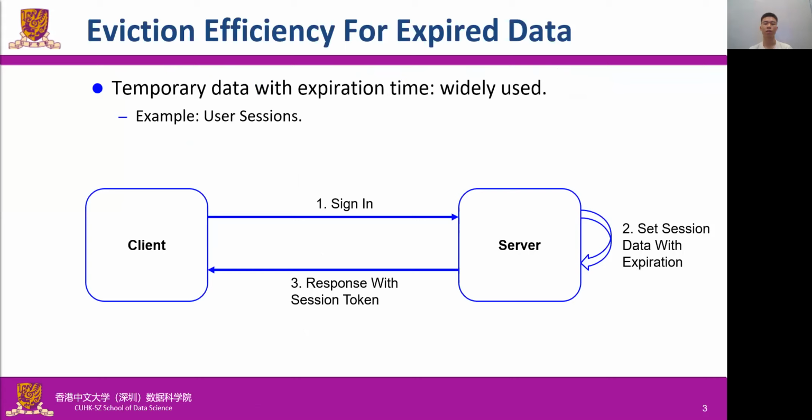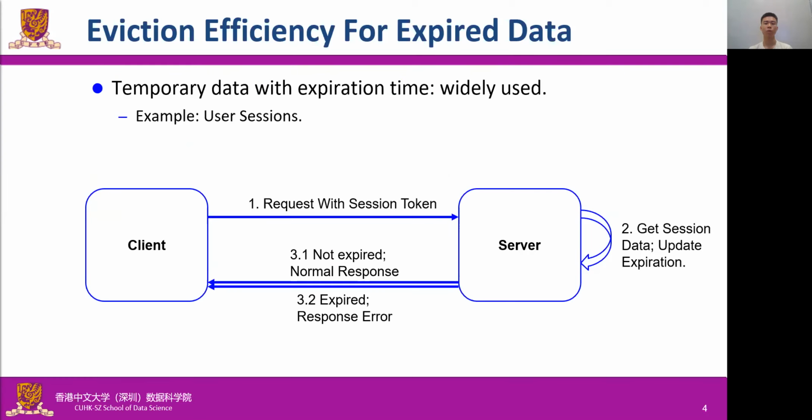When the client signs in, the server will set one session and associate it with an expiration time, like 1 hour, for example. Then the server will respond to the client with the session token. For subsequent requests, the client only needs to attach the session token with its request, and the server will identify the user based on the token. If the token is not expired, its expiration time would be updated and a normal response would be returned. Otherwise, it will return an error.